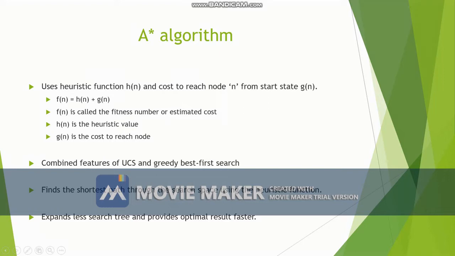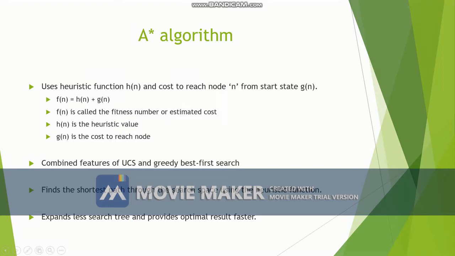So basically, in simple terms, since it is an informed search, obviously some information will be given about the graph beforehand itself. So here we need to compute the function f(n), which is equal to h(n) plus g(n). Now what is f(n)? It is the fitness number or estimated cost.